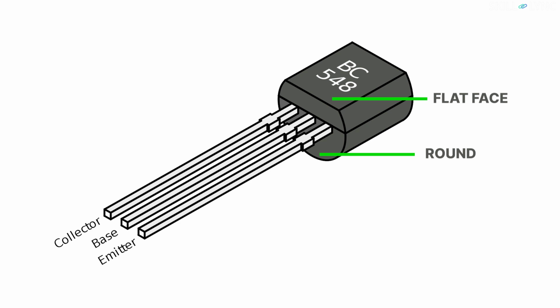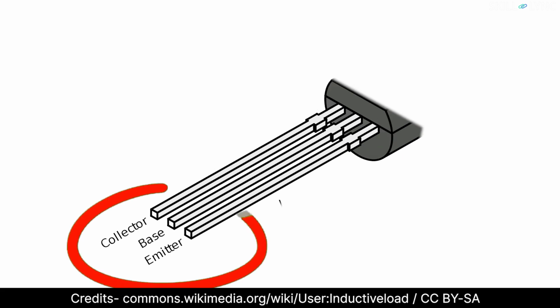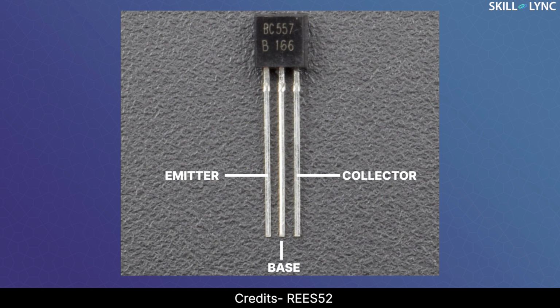If we face the flat side towards us, then the emitter leg is on the right, the base is the middle leg, and the collector leg is on the left. This situation is reversed in case of a PNP transistor. Here the arrangement is the emitter towards the left, then base, and then the collector.